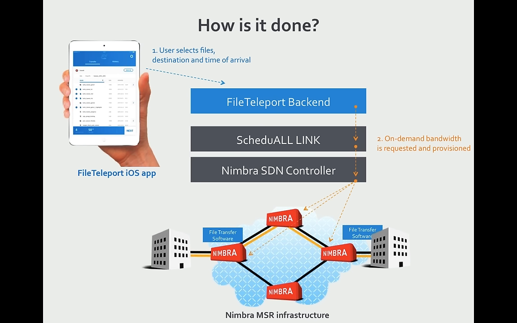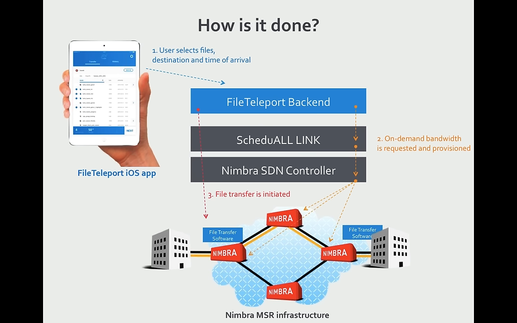That is sent to the SDN controller by Schedule's link system. The SDN controller then pushes that out to the infrastructure, and this is where we start to set up connectivity throughout the network. So once this step is done, we have a connection all the way through the network from the source to the destination where we want to do the file transfer.